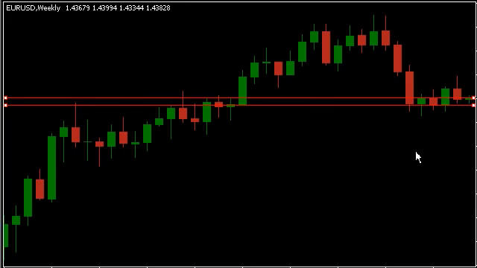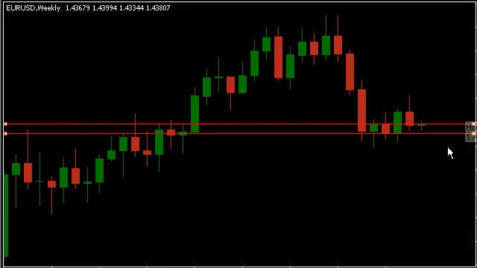So price went upwards, and most people wouldn't have taken a long trade on this break of resistance, because price is clearly in a downtrend at this point. So people will be looking now to see a break of this line here to re-enter. So that's what will be likely to happen.